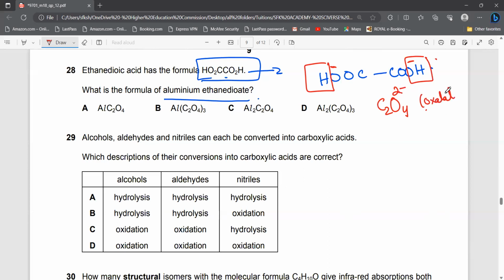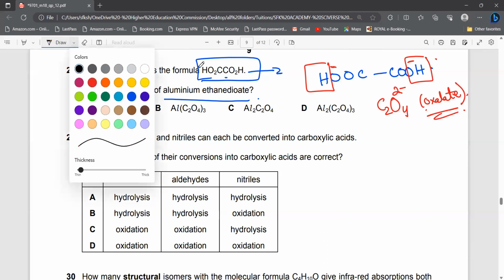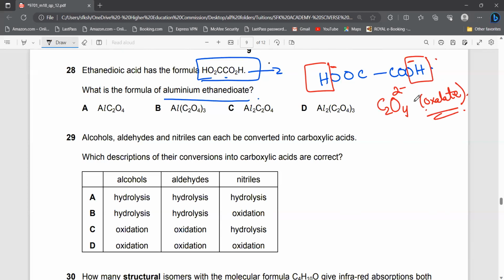This is an acidic compound, or a part of a compound, that is also implicated in kidney stones, if you have biology by chance. So you must study calcium oxalate stones in kidneys as well. They cause kidney stones and some medical problems over there as well. Now, aluminium ethanedioate. Aluminium has a charge of +3. Ethanedioate has a charge of 2-. So this 2 comes down here as the subscript of aluminium, and the 3 goes up there as the subscript of C2O4. So it's Al2(C2O4)3. So it's option D. All right, let's move on.